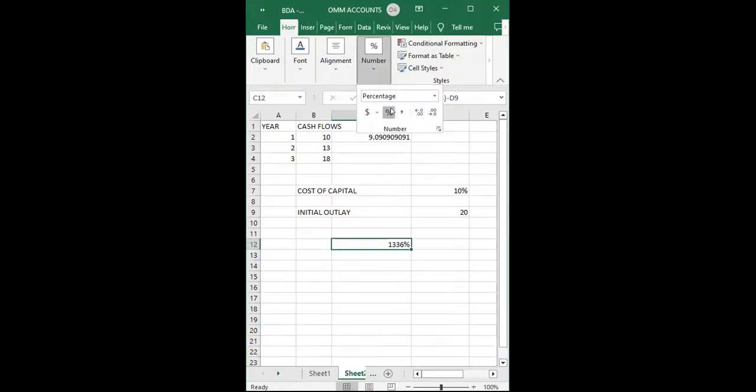You know, like where it's written percentage up there. There is a drop down. Just press again. Yes, in that percent, not that one.